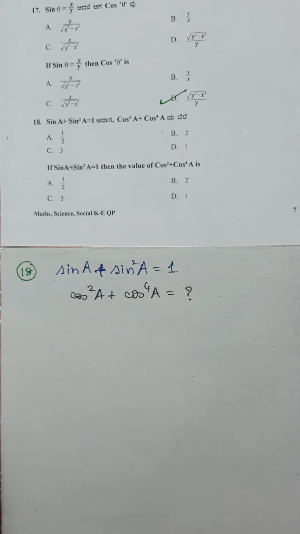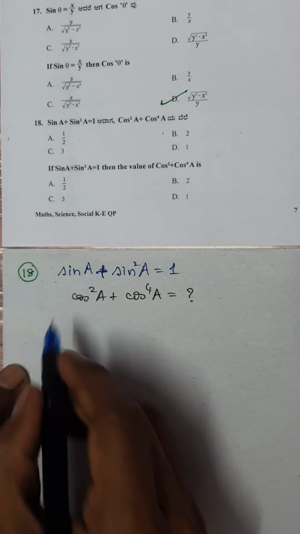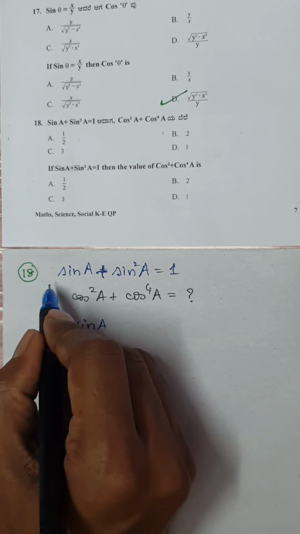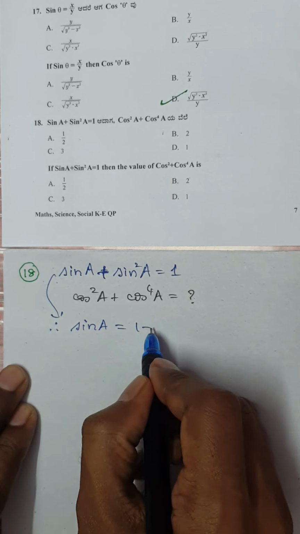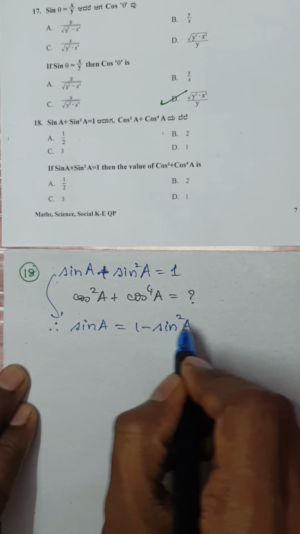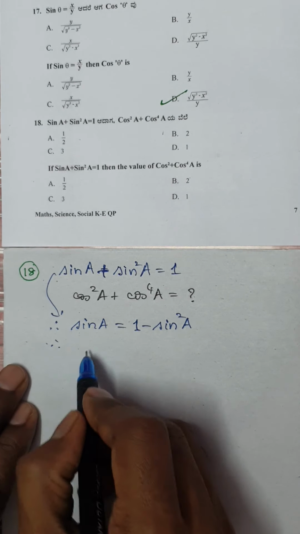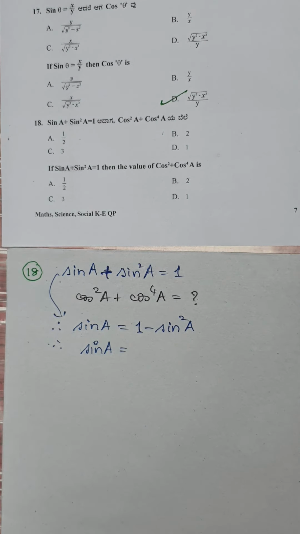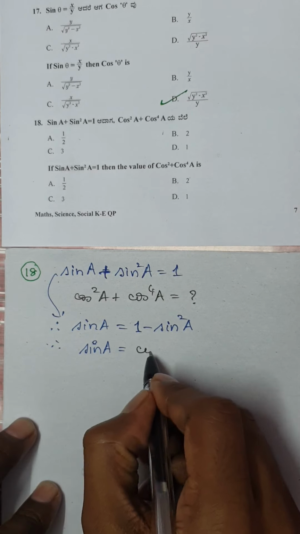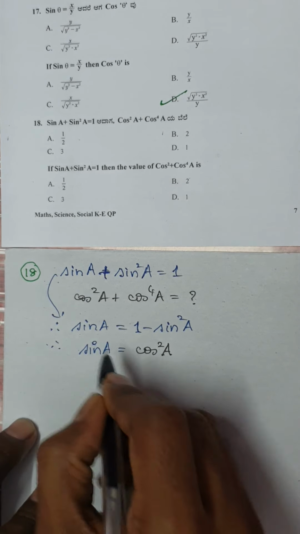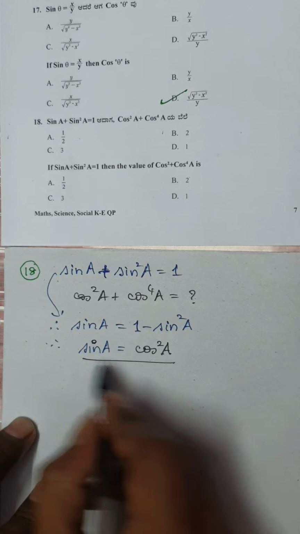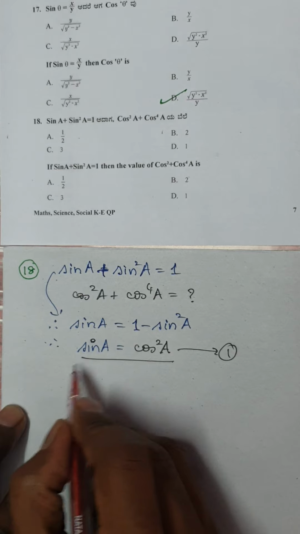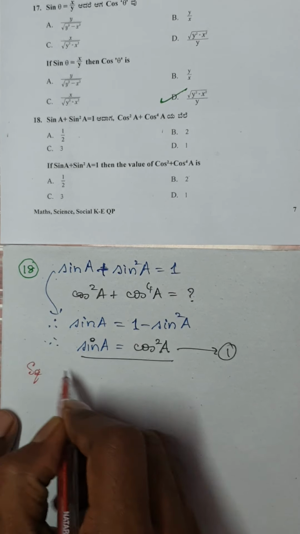Now see how I'm going to solve it in a very simple way. Consider this from this part. Therefore, you will get sine A is nothing but 1 minus sine square A, isn't it? And we all definitely know 1 minus sine square is nothing but cos square A. So I got sine A is equal to cos A. This is equation 1. If I square it, see what happens. That is squaring on both sides.